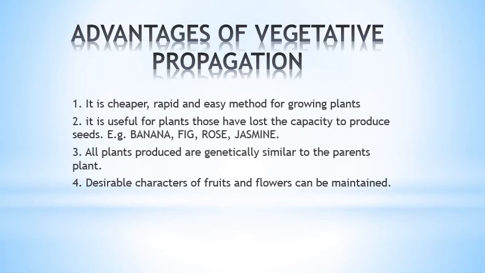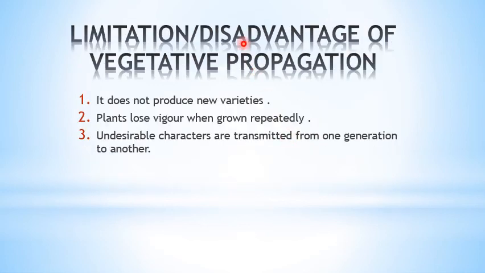But still, vegetative propagation has a few limitations or disadvantages. It does not produce new varieties. Plants lose vigor when grown repeatedly. Strength, vigor and freshness are lost. Undesirable characters are transmitted from one generation to another.